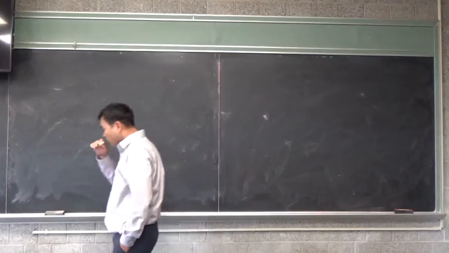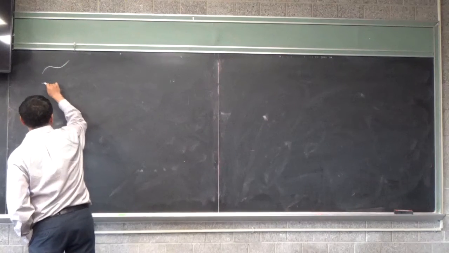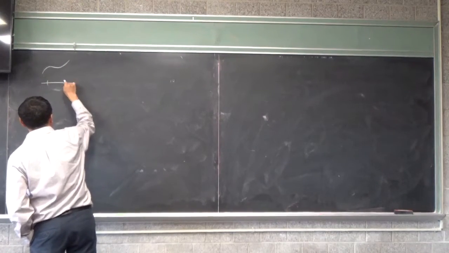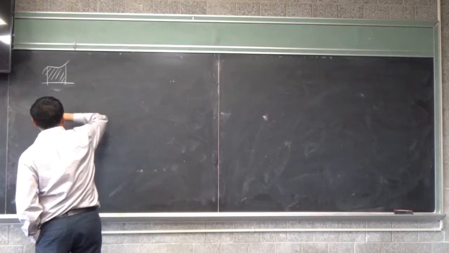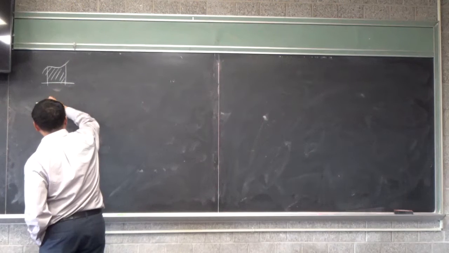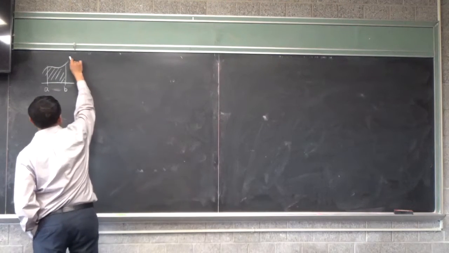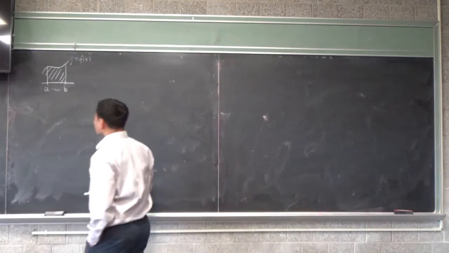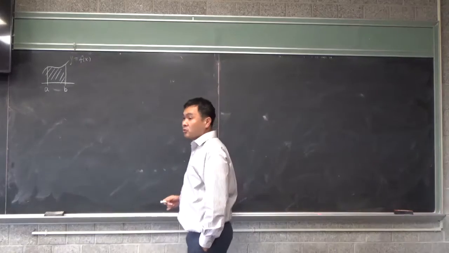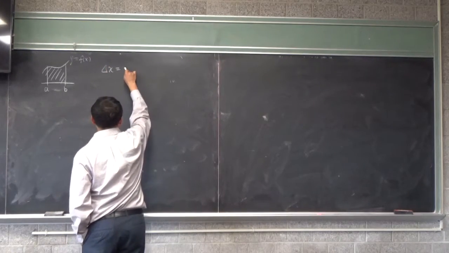Okay, so now let's think about, in general, how to approximate the area underneath the graph of a function over the interval from a to b. So we're going to assume that this is y equals f of x. Now you're still going to use delta x. What's the formula for delta x?